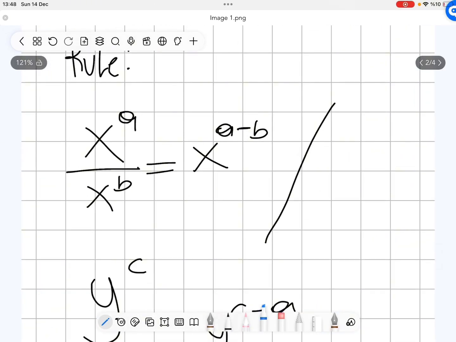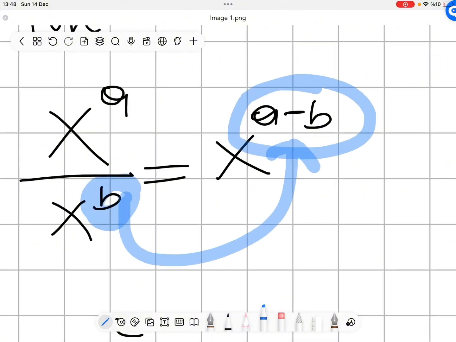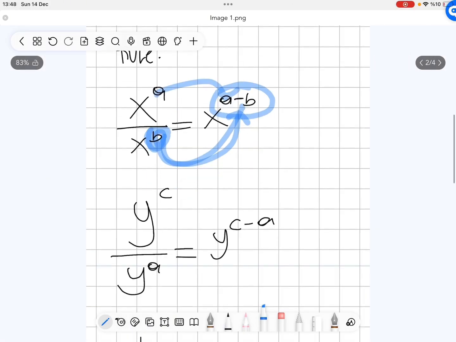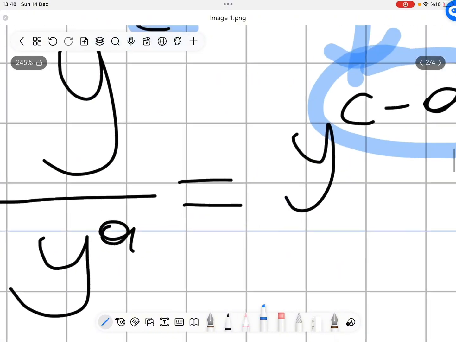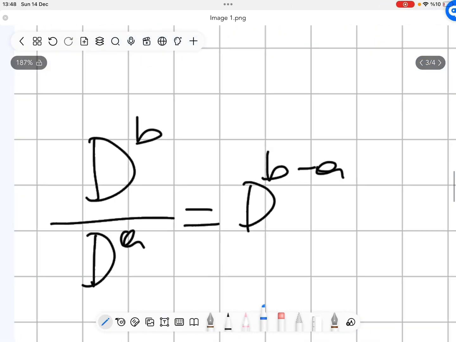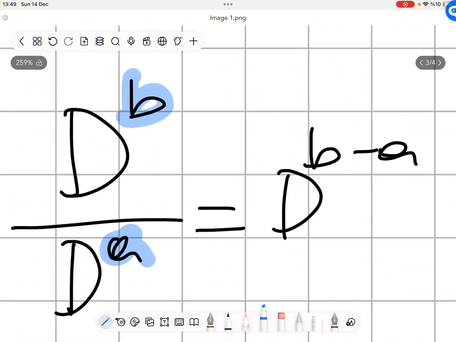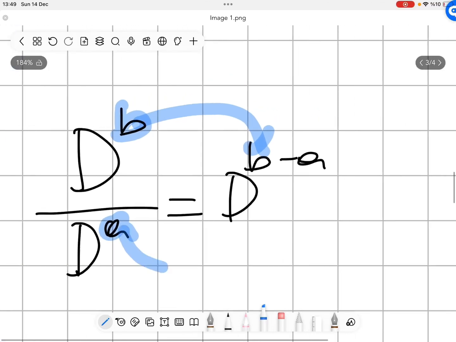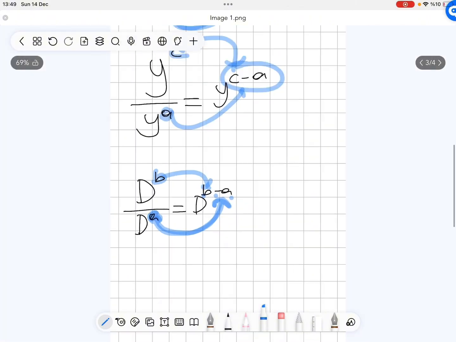Okay, so we have to see this. We have b down there and it goes up like this, a minus b. A goes like this and b goes like this, a minus b. As we can see, c minus a. The c has nothing changed, but a goes like this. So we have c minus a. And we have b and a. B never changes, it's still b in there, but look at a. A goes up like this, b minus a.